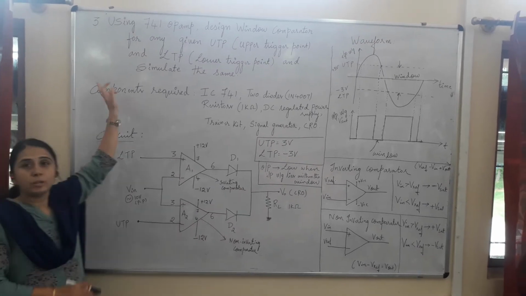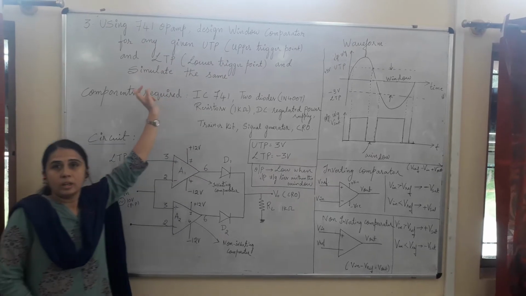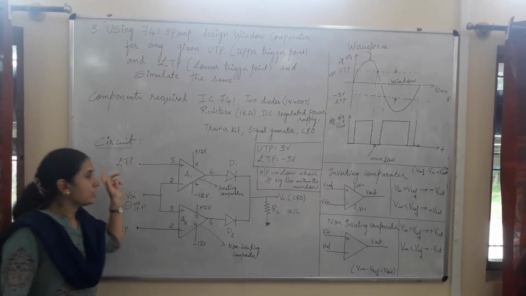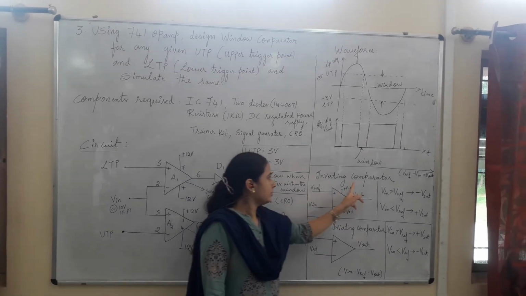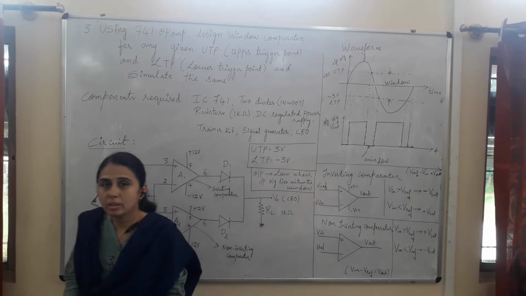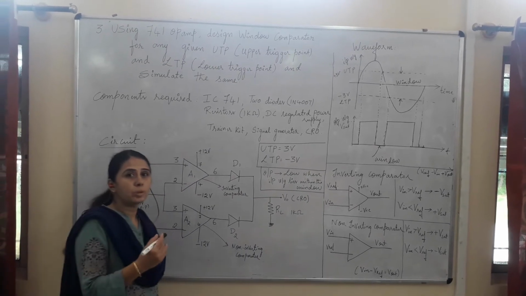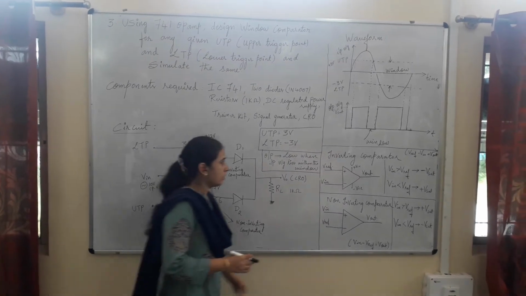So, before going to the window comparator, let us see what exactly is an op-amp, operational amplifier. The application of an op-amp is that it can be used as a comparator. What is a comparator? A comparator is a circuit which is used to compare an input voltage with a reference voltage and produces an output. That is an op-amp.